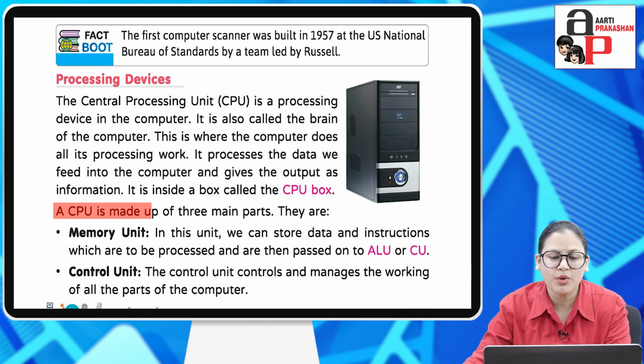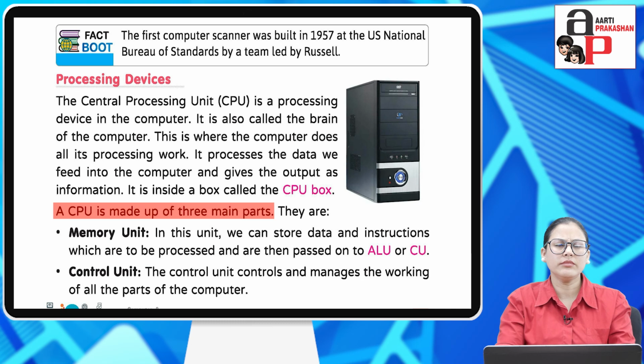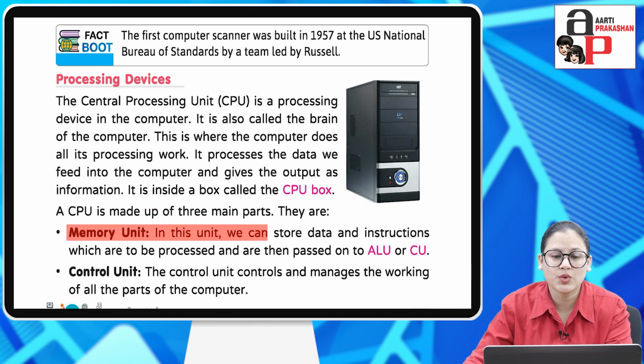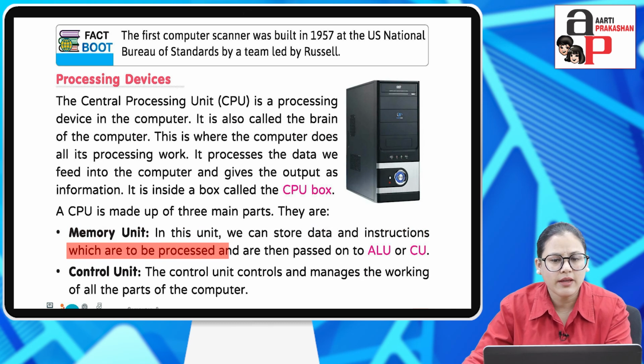A CPU is made up of three main parts. Not parts, but it is made of three main parts. They are the memory unit. In this unit, we can store data and instructions which are to be processed, and they are then passed on to the ALU or CU.